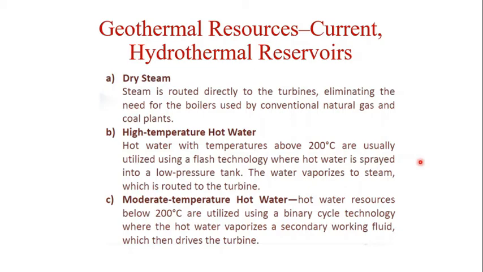And third is moderate temperature hot water. Hot water resources below 200 degrees Celsius are utilized using a binary cycle technology, where the hot water vaporizes a secondary working fluid, which then drives the turbine.